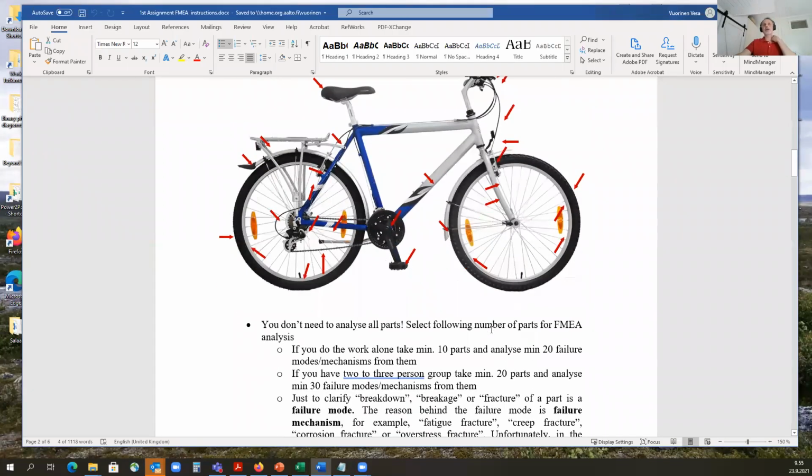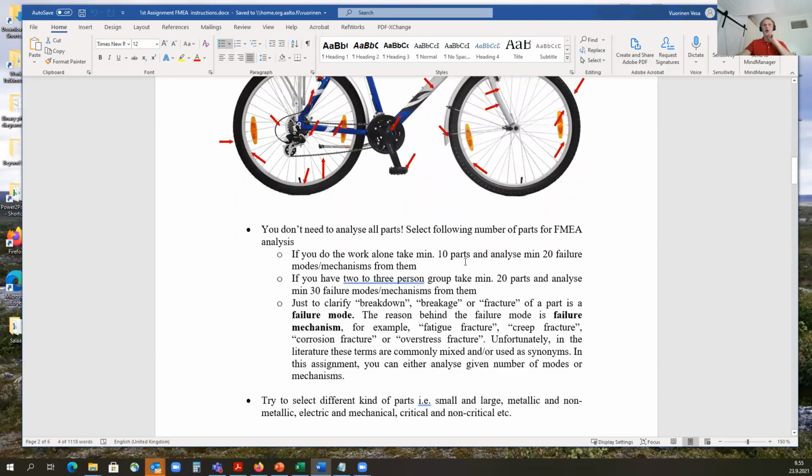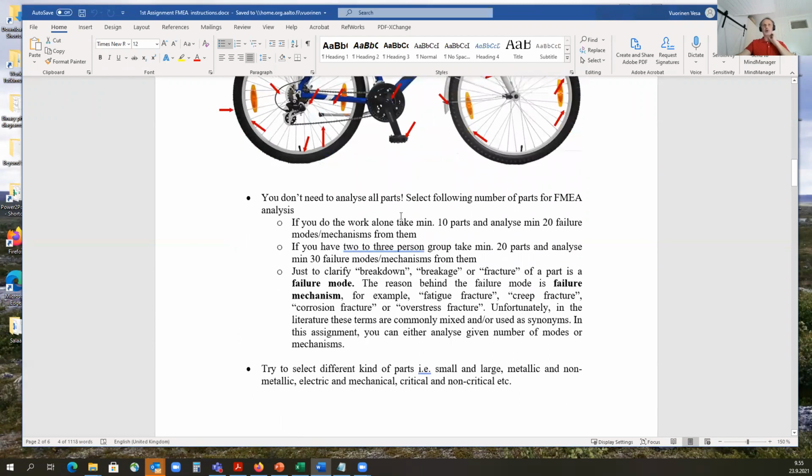Now, concerning the product, whatever it is, you don't need to analyze all parts. You just need to analyze a certain number of parts. So I have here also tried to emphasize that it is better to form a group rather than do it alone. If you do the work alone, you need to include at least 10 parts and analyze at least 20 failure modes or mechanisms from them. If you are doing the work in a 2 or 3 person group, then you take a minimum of 20 parts and you analyze 30 failure modes or mechanisms.